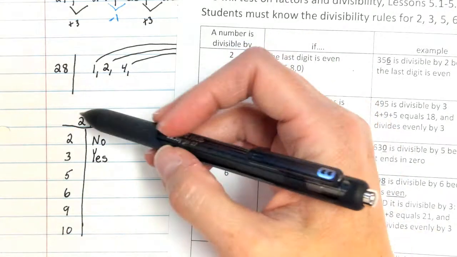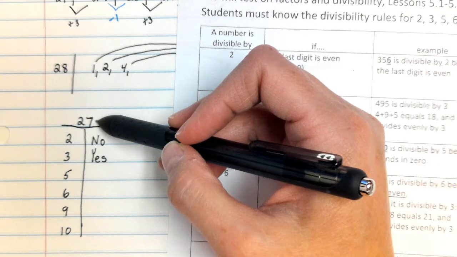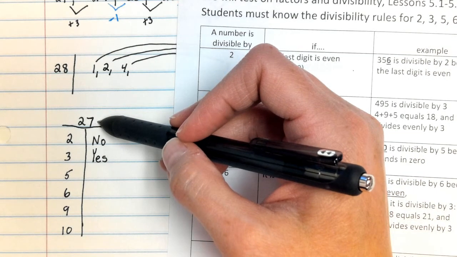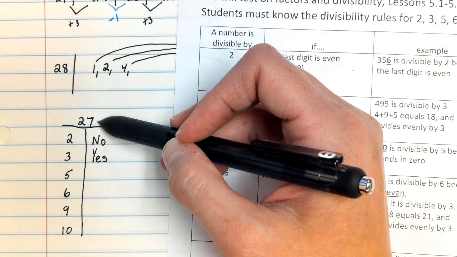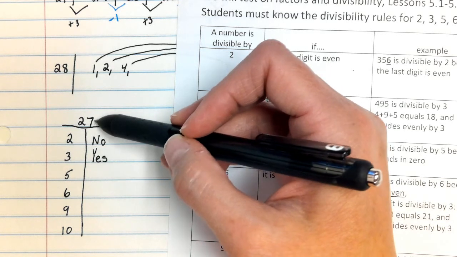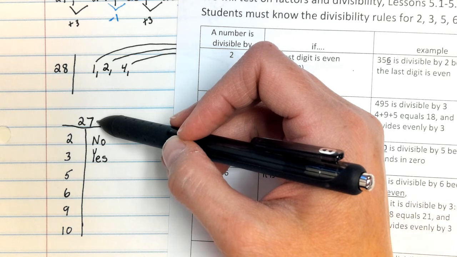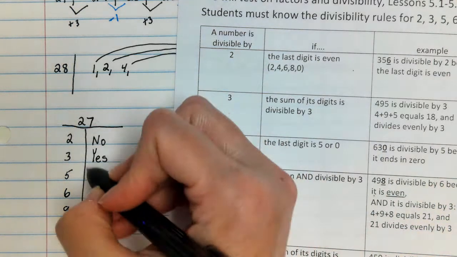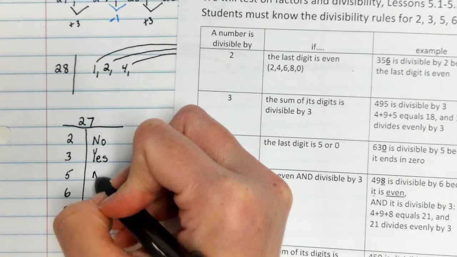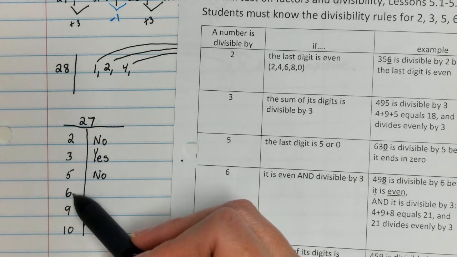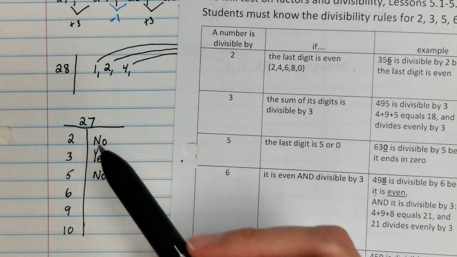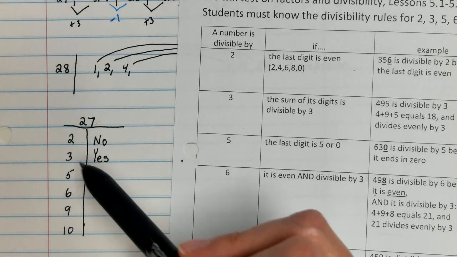You can put a Y. All right. I love the rule for 5 because I just look at the last digit. And if the last digit is what? 5 or a 0. Is this a 5 or a 0? No. So is 27 divisible by 5? No.